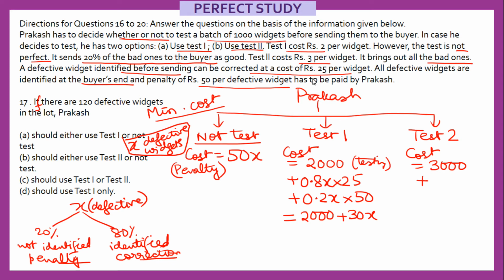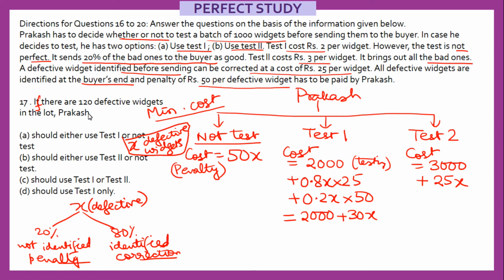So that means it will identify all the x number of defective widgets, and for every defective widget I will pay 25 rupees per widget as my correction cost. That means simply it will be 3000 plus 25x. This is my total cost for test number 2.